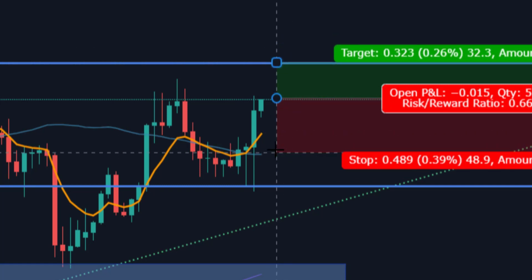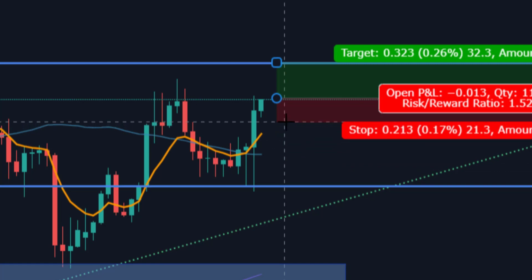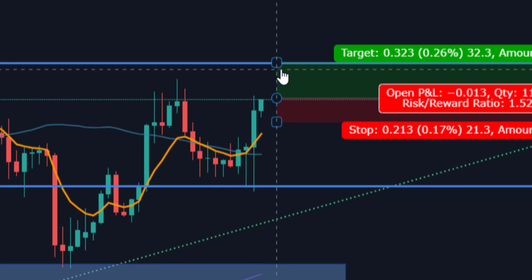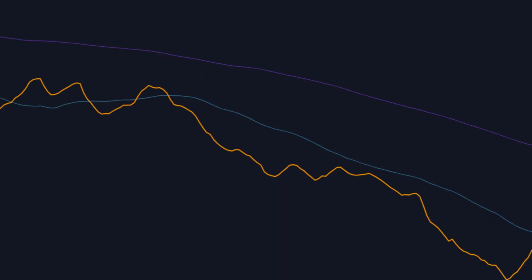Stop loss, it would be almost 20 pips. Take profit, it would be 32 pips. So it would be a good entry. Well, this is basically the strategy. It's so easy to understand this strategy and to use it.